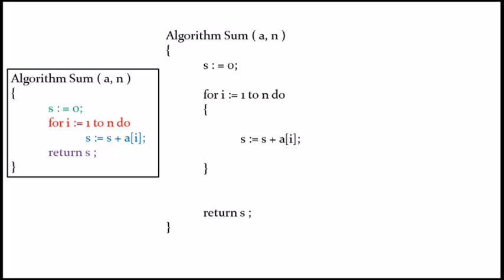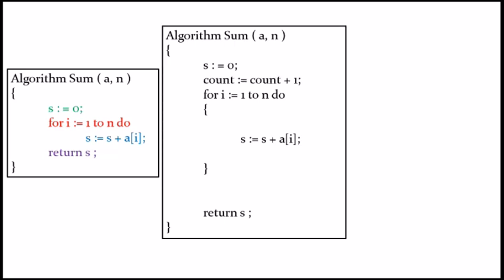The next statement is s equal to 0. So here we are initializing s by 0. That means we are performing one step. So for that we have to consider one step. So in count we can add that step. So here count will become count plus 1. That means basically we are taking s equal to 0 as one step.